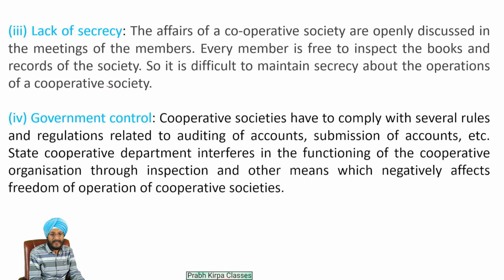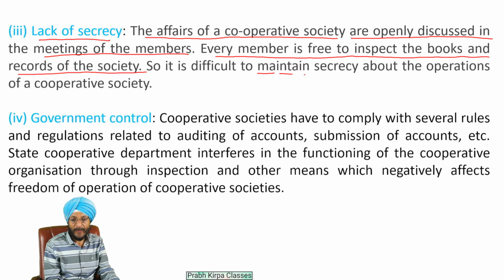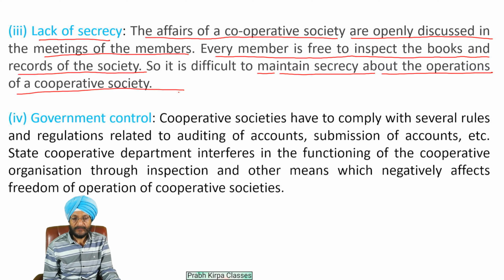Next is lack of secrecy. The affairs of the cooperative society are openly discussed in the meetings of the members. Every member is free to inspect the books and records of the society. So it is very difficult to maintain secrecy about the operations of a cooperative society.